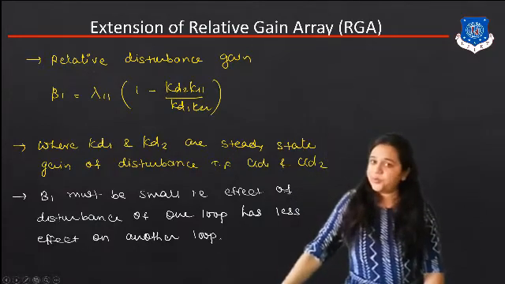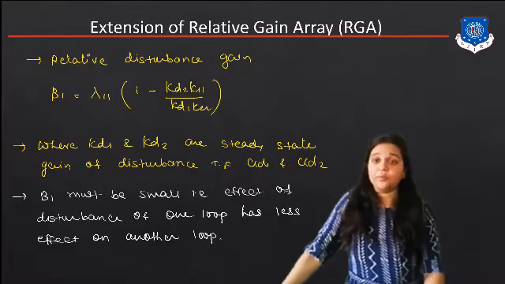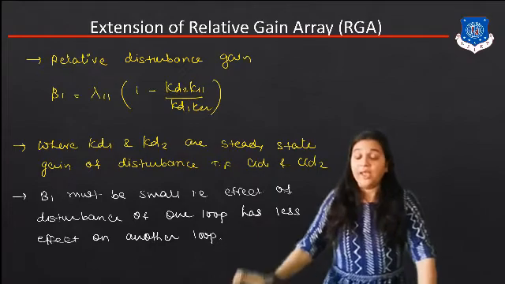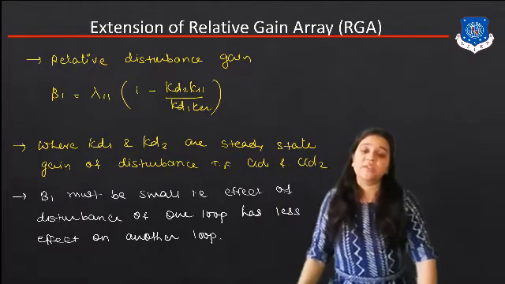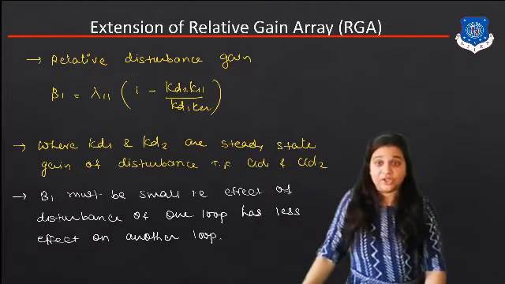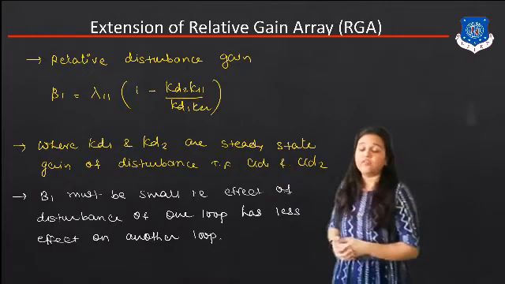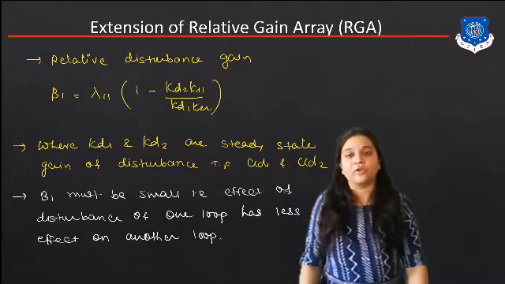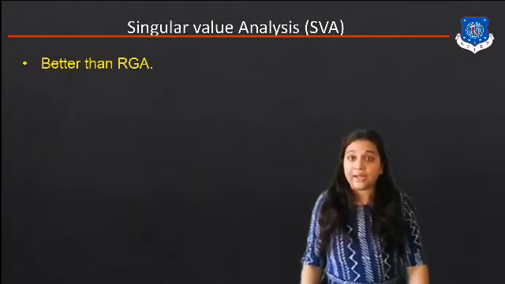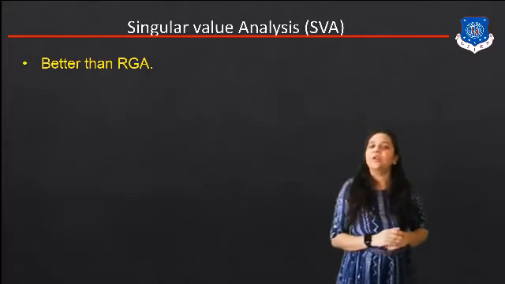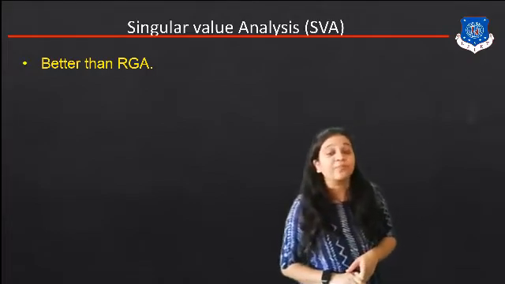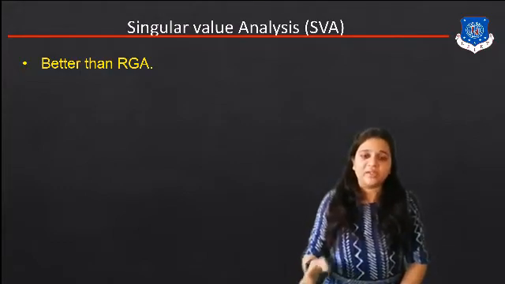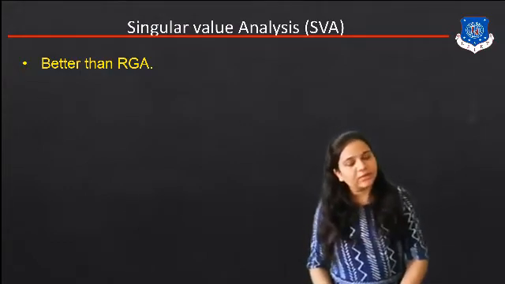So V1 must be small. That means the effect of the disturbance of one loop has less effect on the other loop. As we studied the closed loop system in the MIMO system last lecture, we have to check that the effect of the disturbance of one loop has less effect on the other loop. So for that, we have to use the singular value analysis, SVA. How can we check that one disturbance is less affecting the other closed loop?